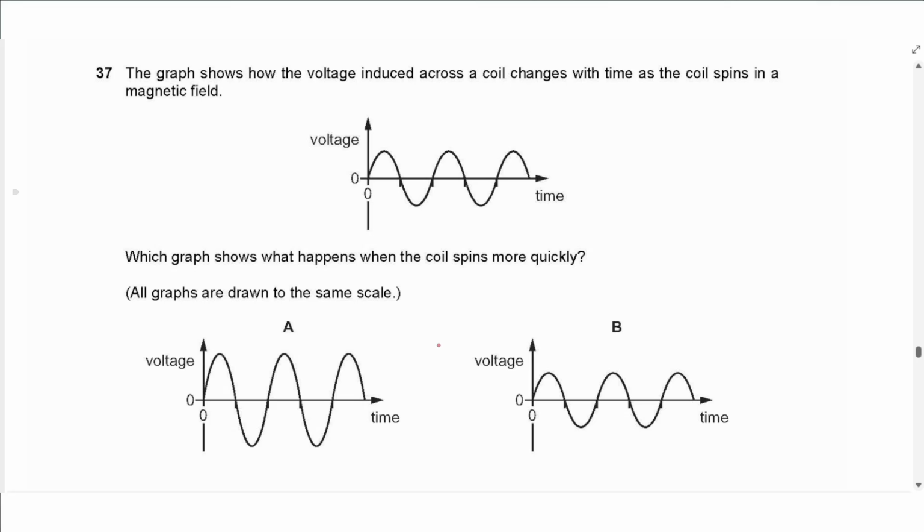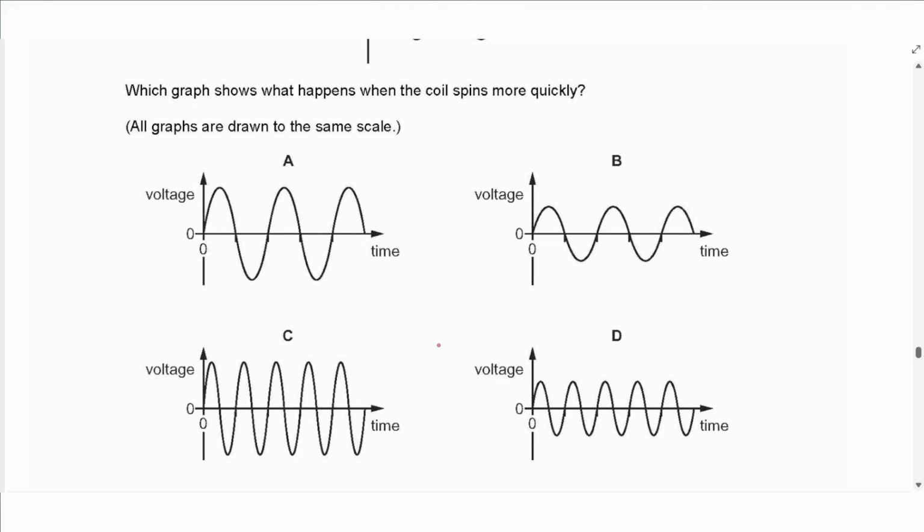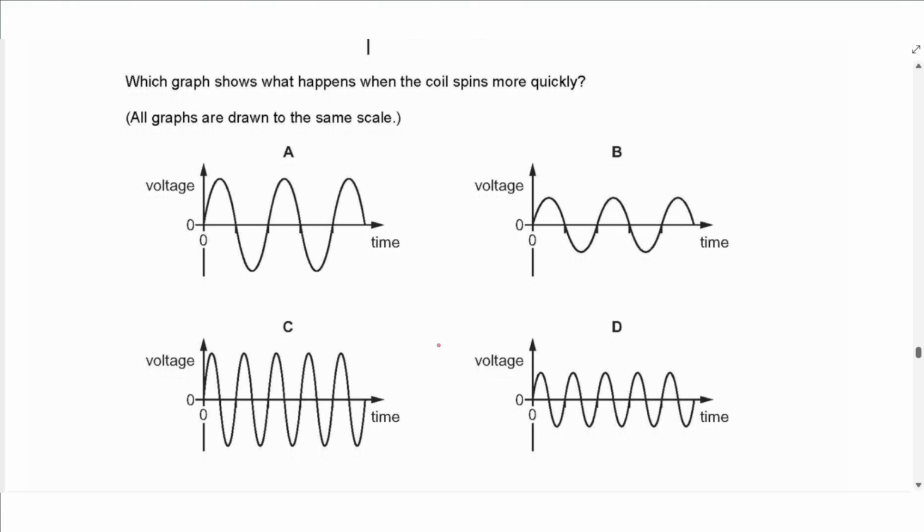Question 37 says the graph shows how the voltage induced across a coil changes with time as the coil spins in a magnetic field. Which graph shows what happens when the coil spins more quickly? So the voltage increases and the time is shorter, or the number of cycles increases. So that would be C, with greater amplitude and shorter periodic time.